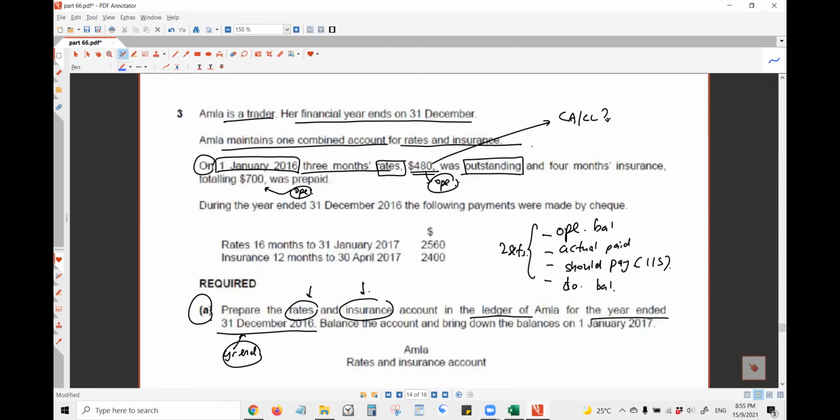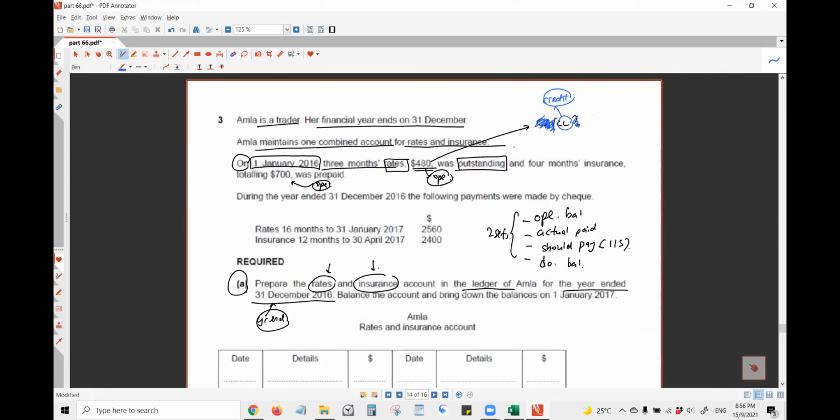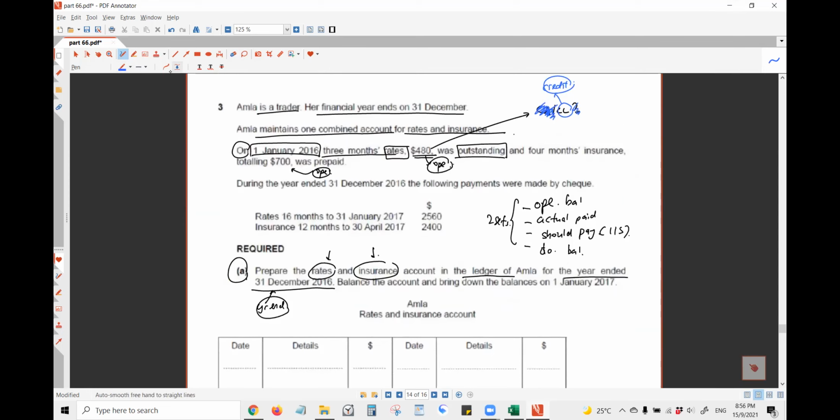You must determine this correctly, otherwise you would make a lot of mistakes. This one you must master, determining CA or CL. So CL indicates that it should appear on the credit side of the account. Now, let's record this first. So this is the opening balance of rates.